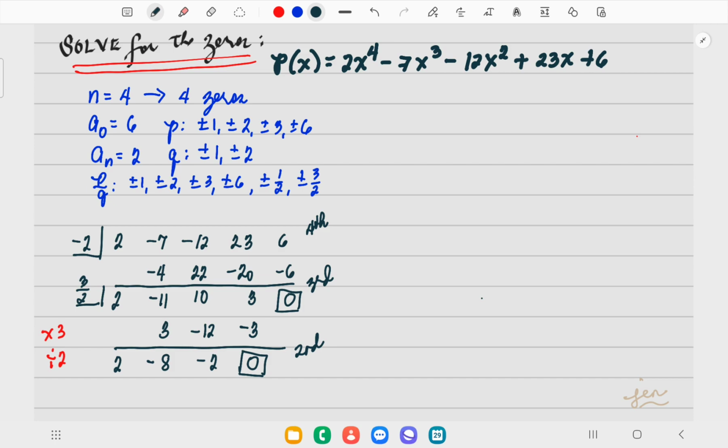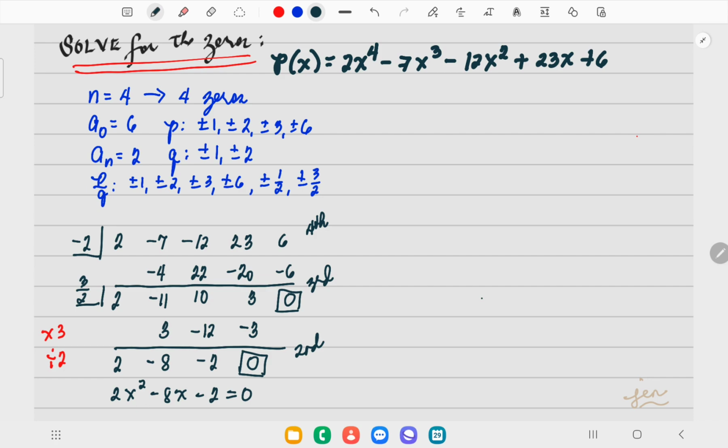Since we already have a second degree, then we can solve by either factoring, if possible, or by the quadratic formula. And the quadratic formula solves any quadratic equation. So we write the equation to be 2x squared minus 8x minus 2 is equal to 0. And notice that 2, negative 8, and negative 2 are all divisible by 2.